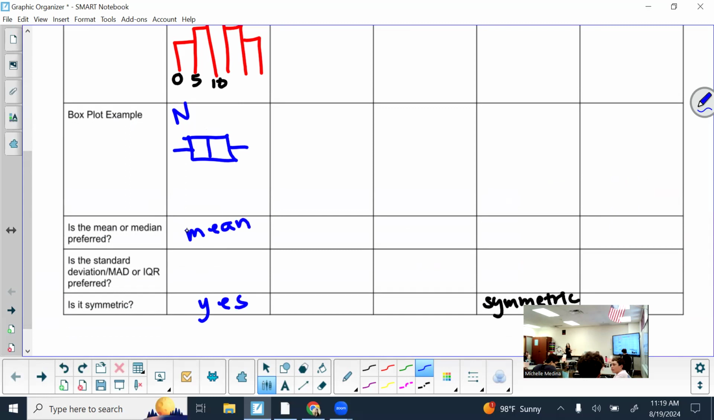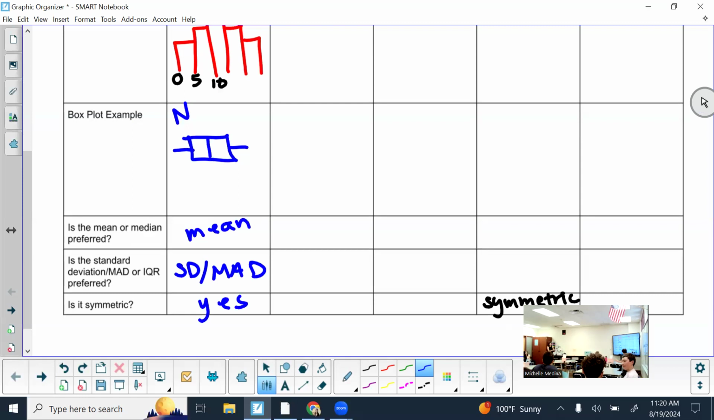So we prefer the mean. When we prefer the mean, do we prefer standard deviation / MAD or IQR? Standard deviation slash MAD. Okay, good. The way that I remember that is that you need the mean to calculate these, so they kind of are grouped together. Good.